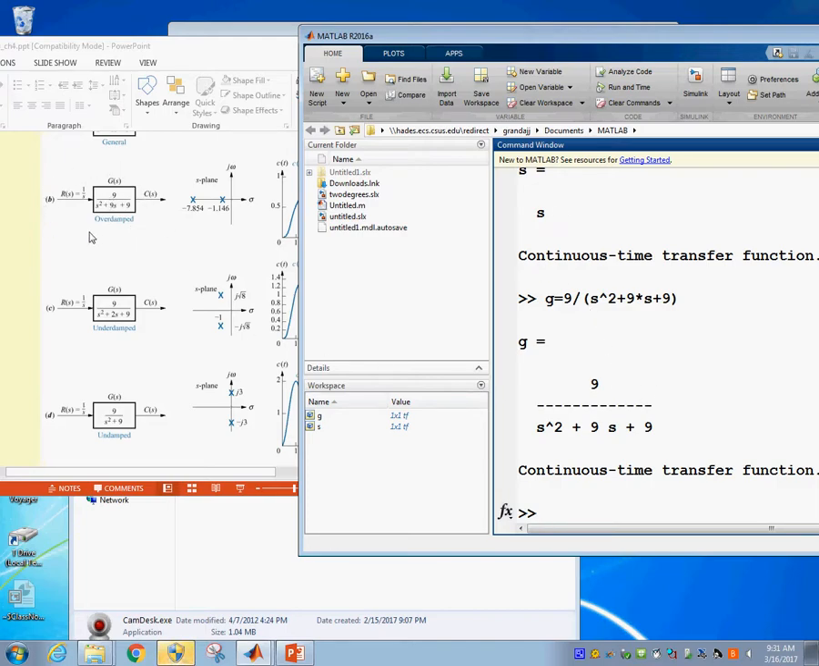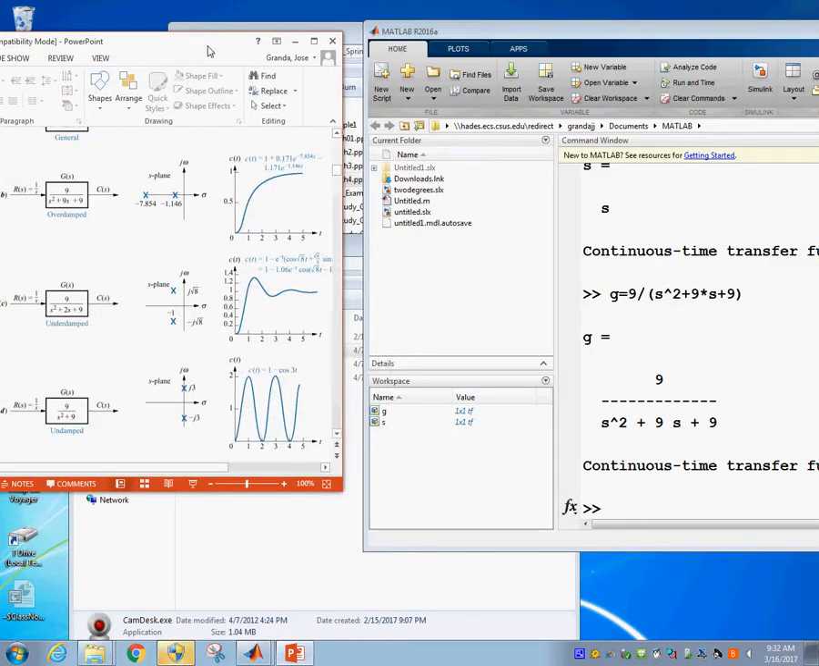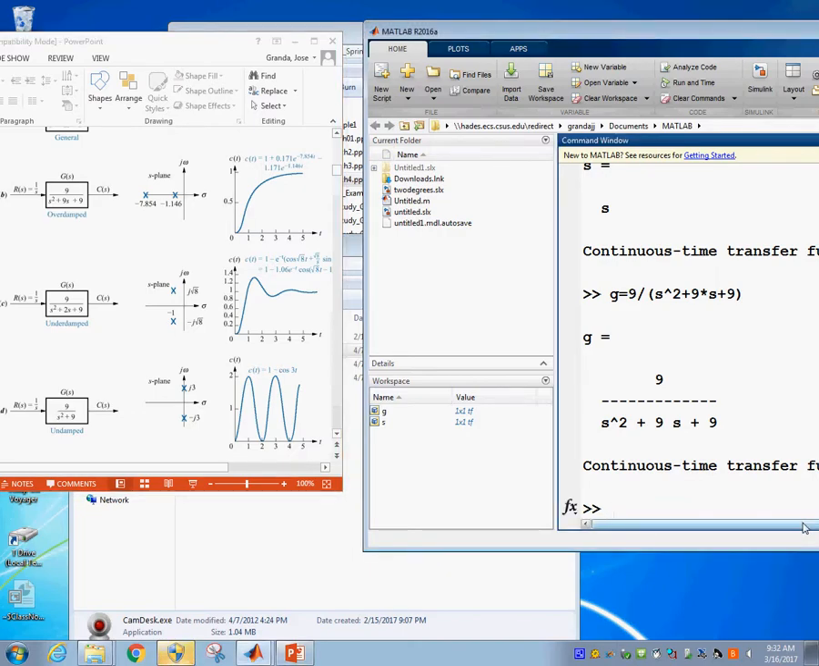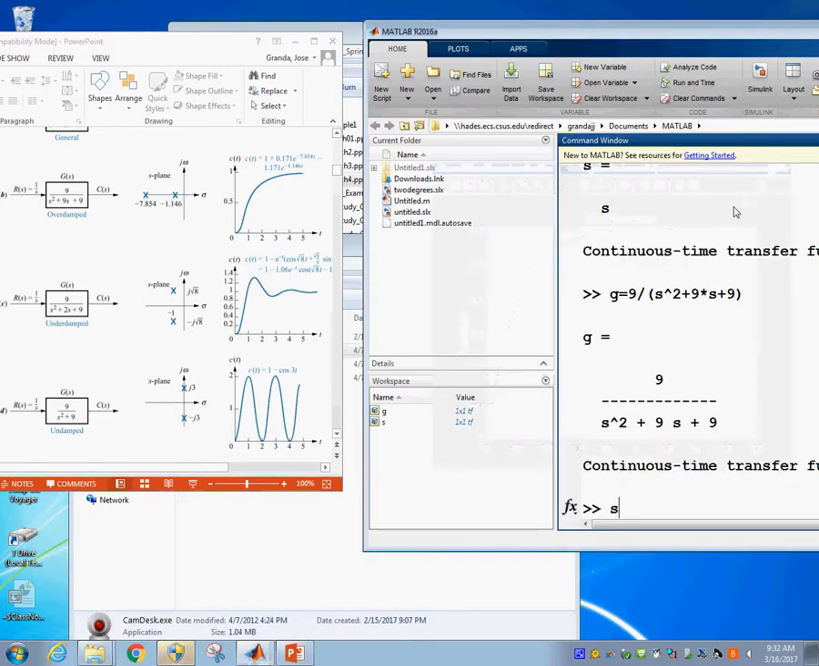So in here now, we're going to do a step input on this, and let's see if we can get the answer that we expect. Back in here, we're going to say step. I don't think we have a plot, do we? Let's just erase this so that we get a new one. So I'm going to say step of the transfer function g like that, and see what we get.